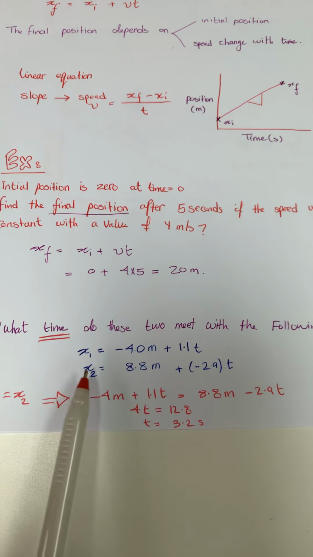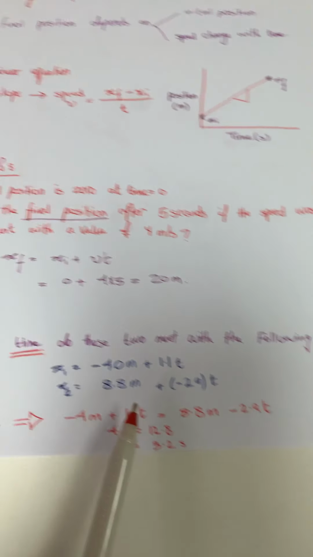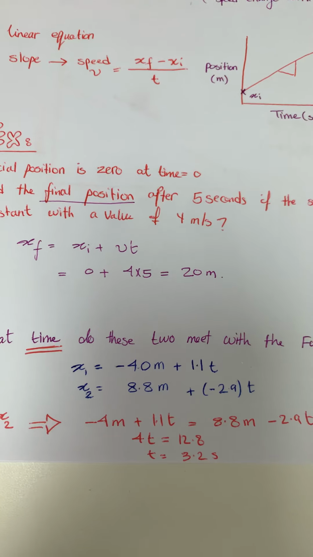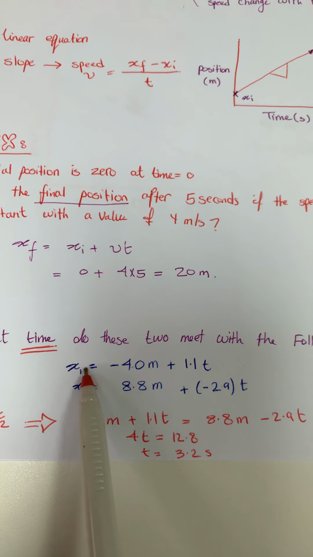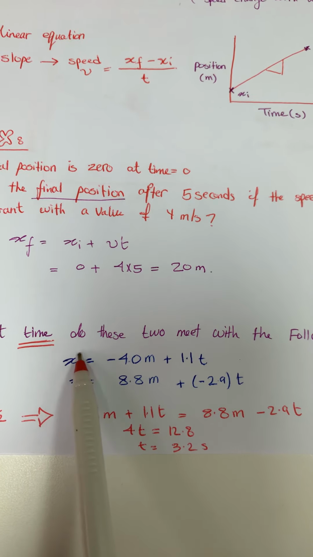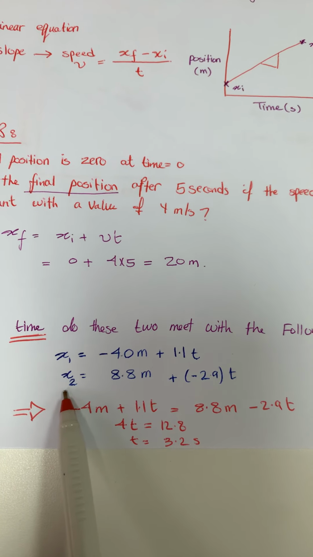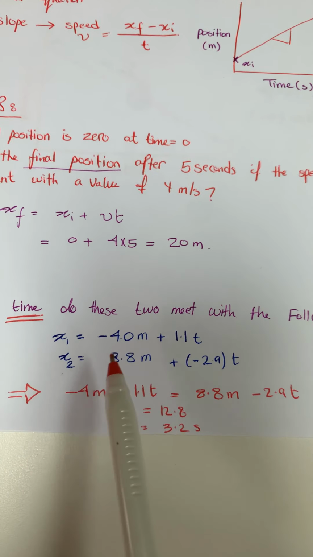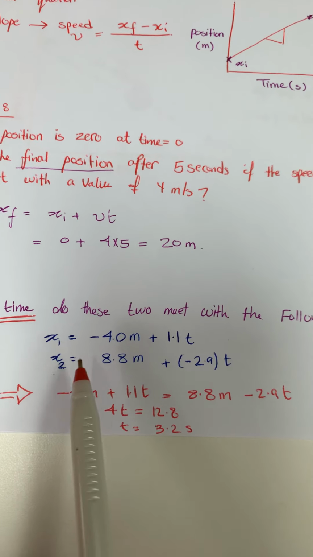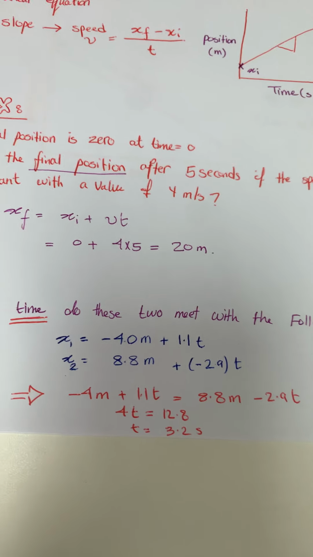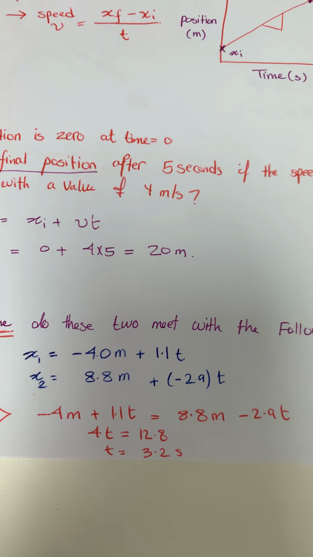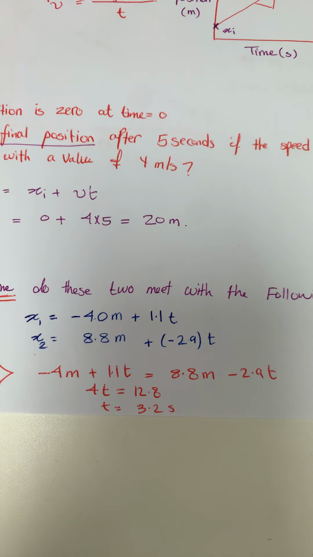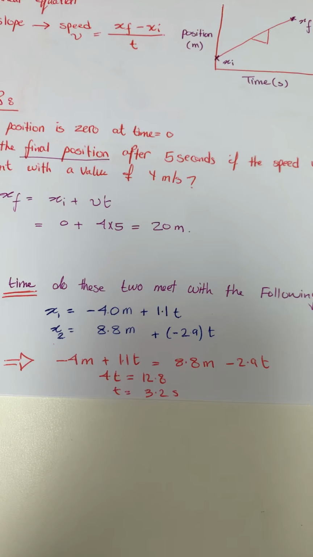Now, at what time do these two meet with the following equation? How to know that these two people will meet? It means they will meet at a certain time, so they should have the same position at the same time. So when we do it, we will say that x1 will equal x2, so it's going to be minus 4 plus 1 equal to 8.8 times plus minus 2.9 times the time. If we calculate it, we can find the time. So in order to find time, we should say that the position should be equal.